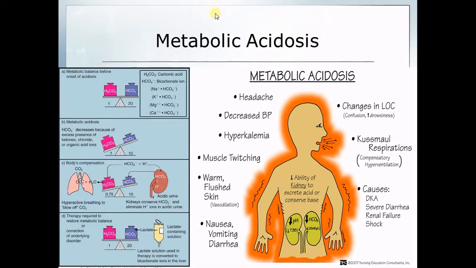And then down here are some examples of causes. DKA is diabetic ketoacidosis. Severe diarrhea, because they're losing lots of bases. The lower part of your abdominal tract secretes bases, and if you lose them too quick, your body becomes more acidic. Kidney failure or even shock can cause this too.